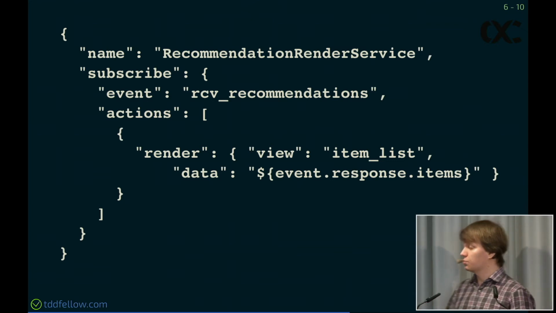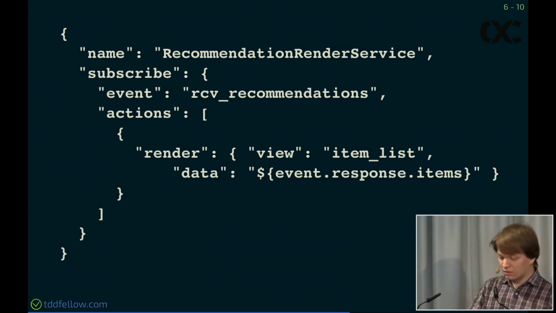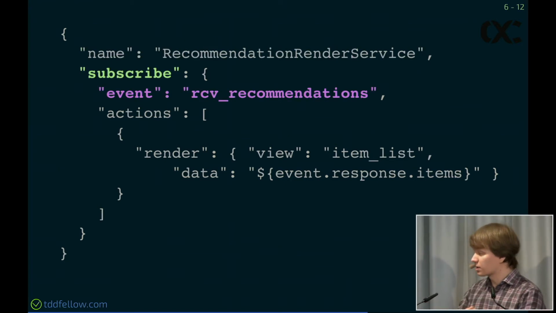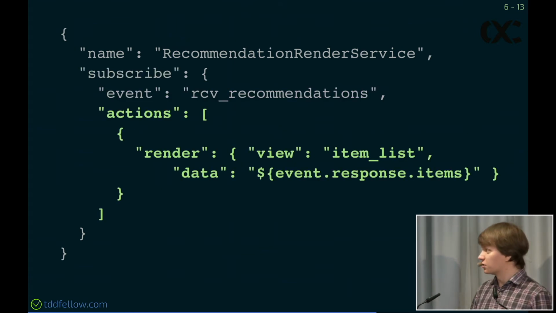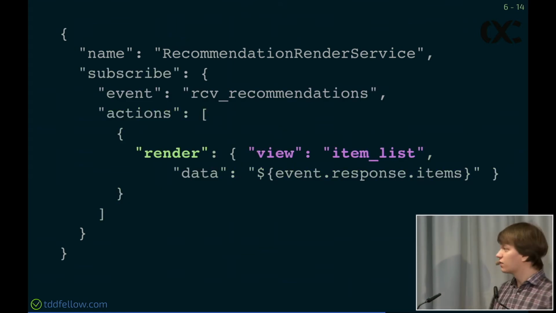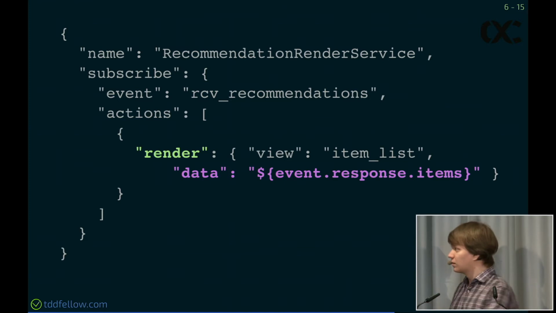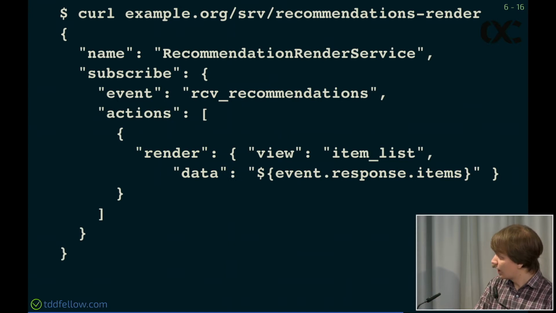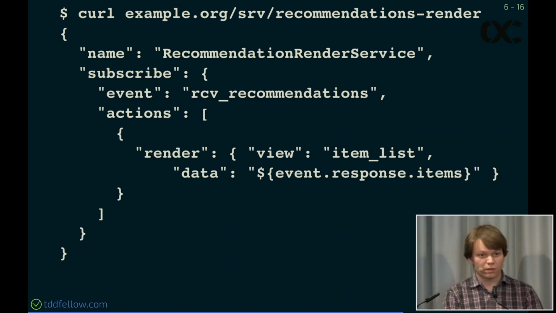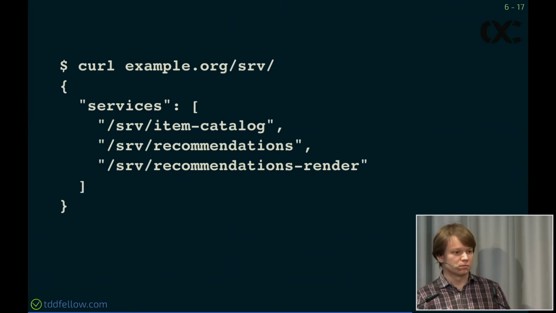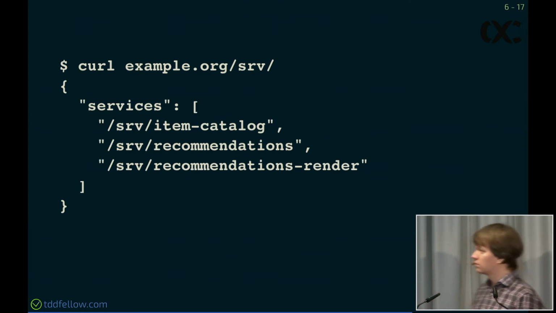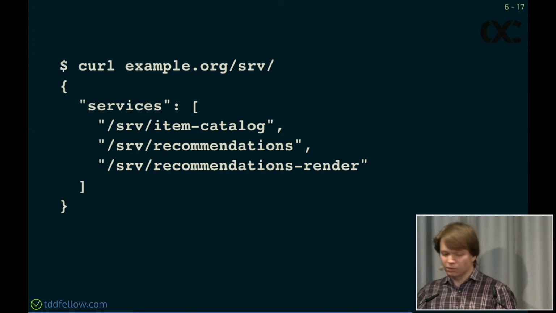Another service that I would also build for that is a recommendation render service, which will subscribe to the event that we just got. And it will execute the action render for the generic view that we have, which is called item list. And it will give it data from the response from the event on the field items. And that's also a definition of a service that we get from our API. And we also have the list of all services that exist in the system. It just lists all of them and provides URLs to download them.